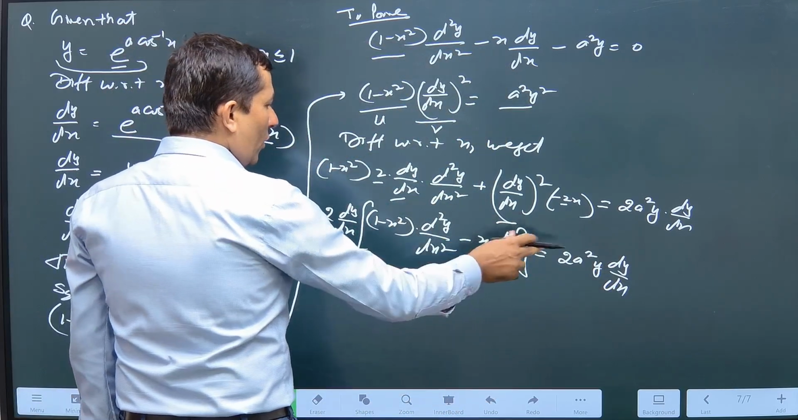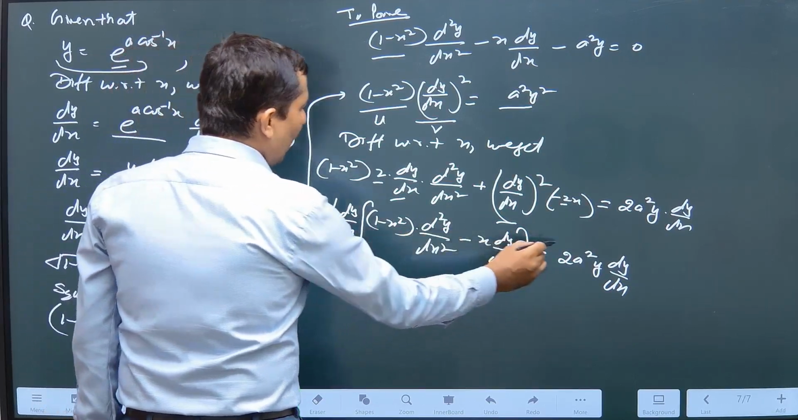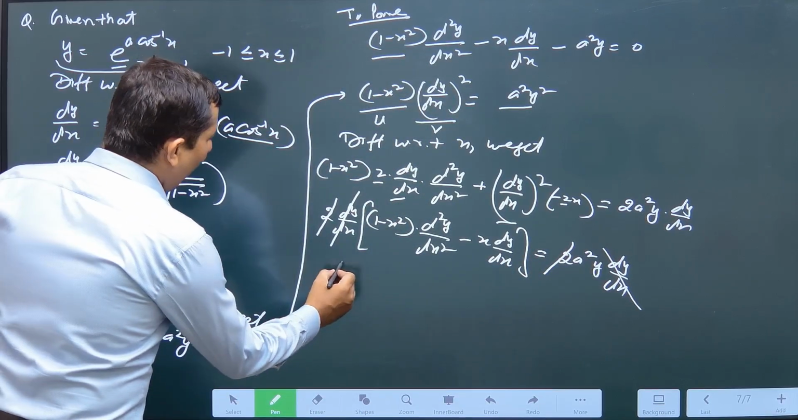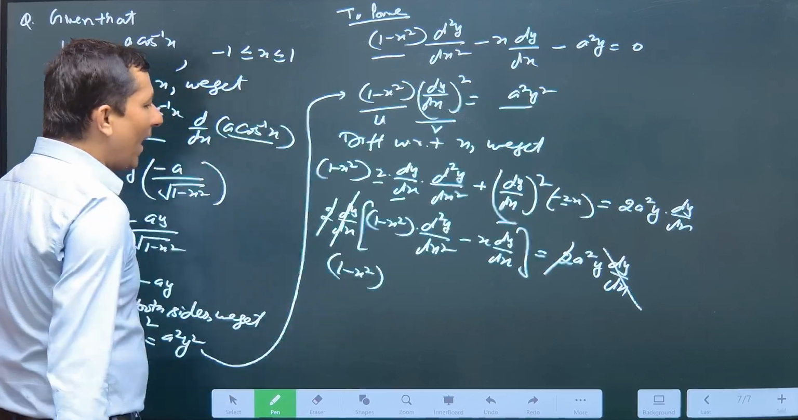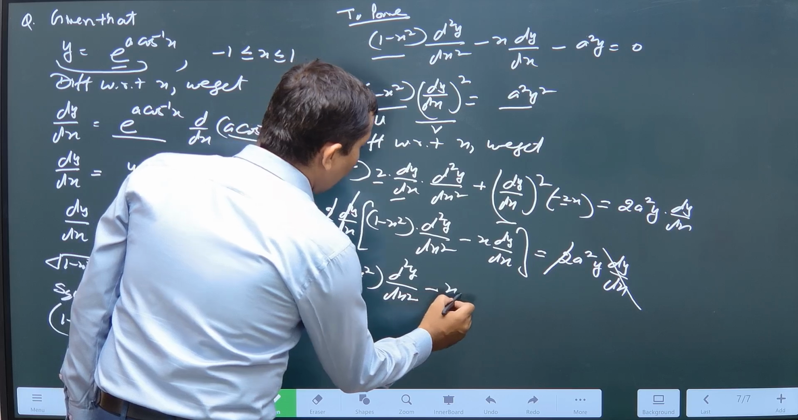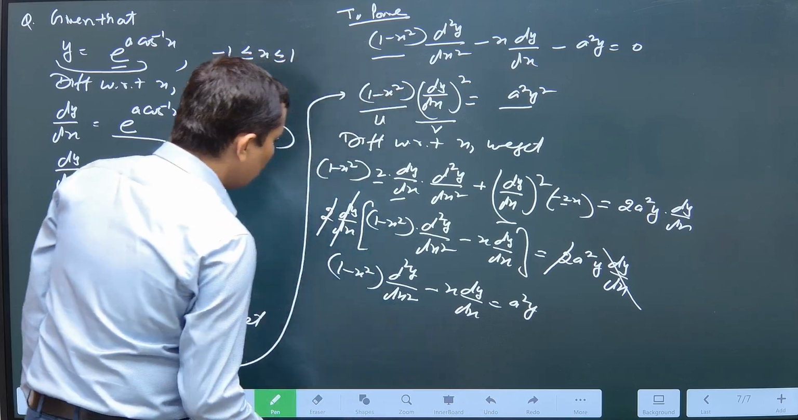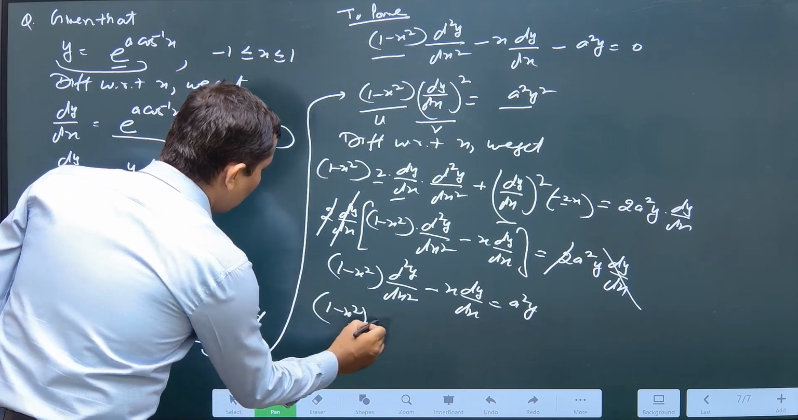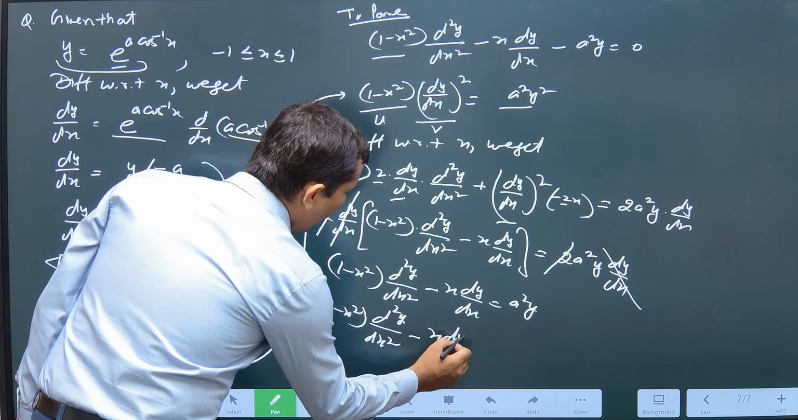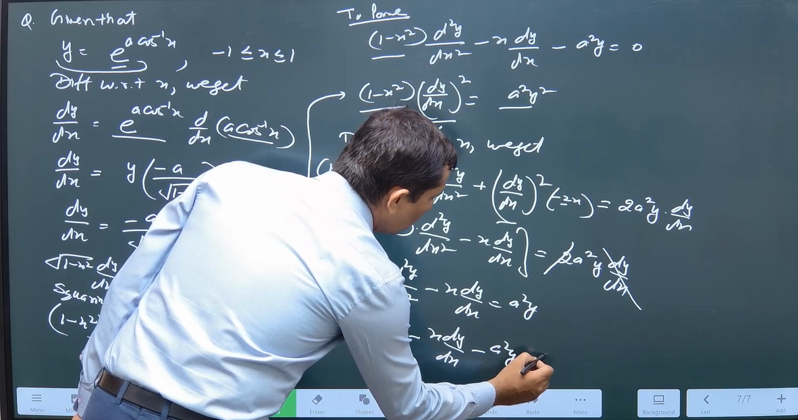Now, comparing both sides, left to right, this 2 cancels, this dy upon dx cancels. Required things cancel out on both sides. 1 minus x square d square y upon dx square minus x dy upon dx is equal to a square y. So 1 minus x square d square y upon dx square minus x dy upon dx minus a square y is equal to 0.